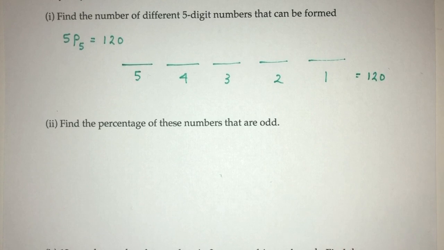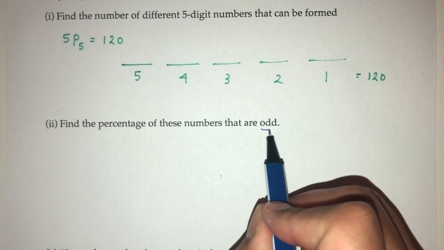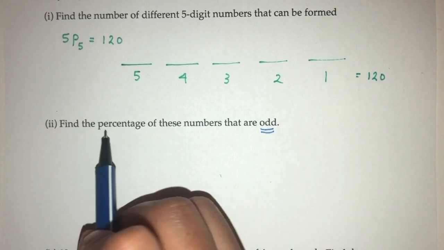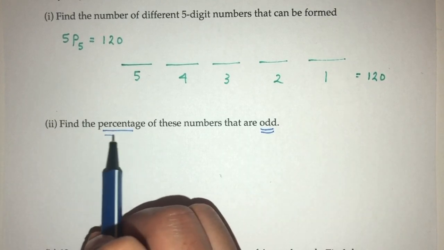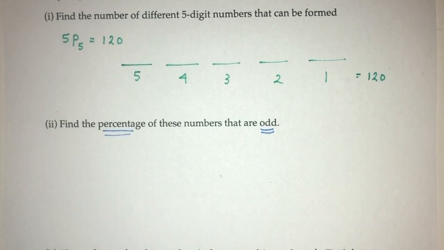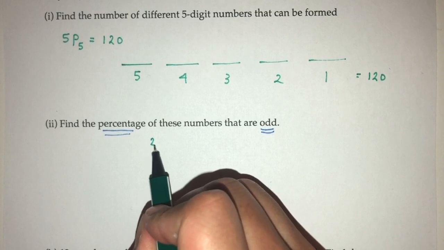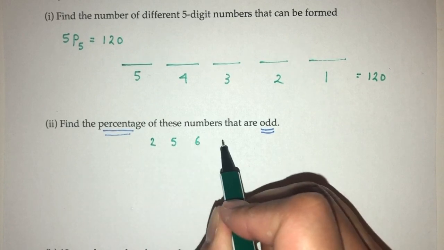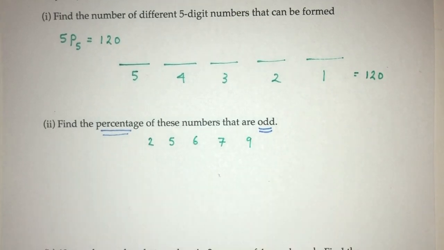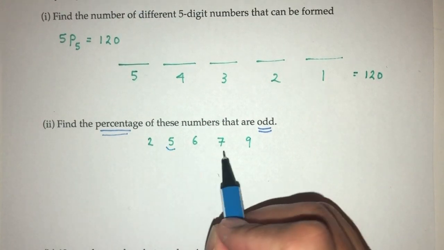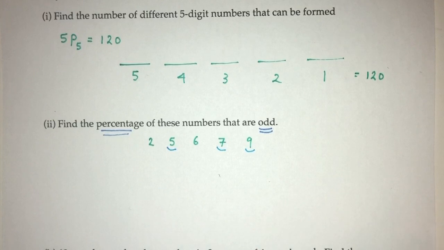Now for part 2 of the question, here we have to find the percentage of these numbers that are odd. Now again, as you can see, you're being asked for the percentage here, which is not a new thing, but you have to be careful, basically. So let's write down the numbers. We have 2, 5, 6, 7, 9. Now, let's see how many odd numbers we have here. We have 5, 7, and 9, which are odd numbers.